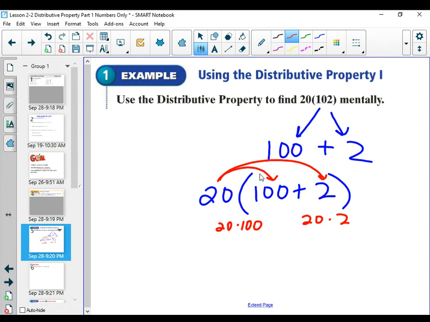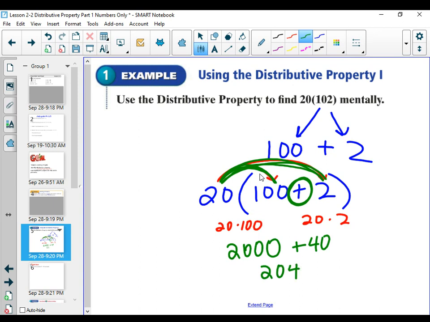So 20 times 100 is my first rainbow arrow arc situation, which is 2,000. 20 times 2 is my second arc rainbow arrow, 40. What do I do next? Add, because it said add, to get 2,040.